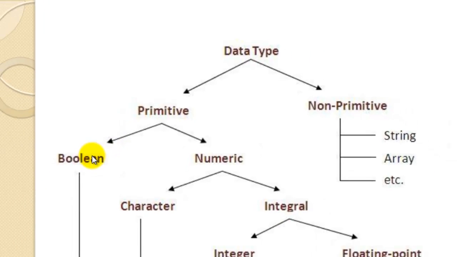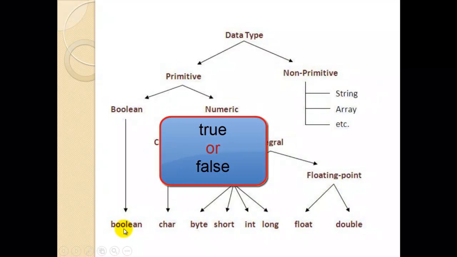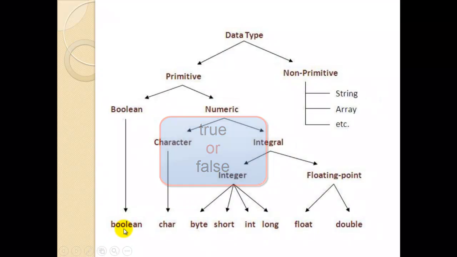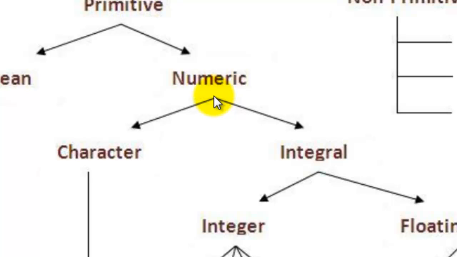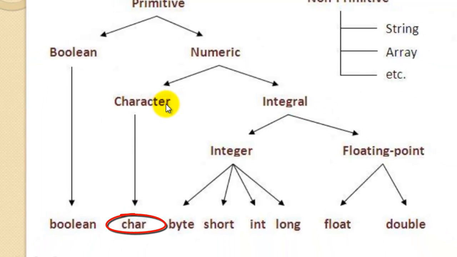One is Boolean, and for Boolean we use the boolean keyword to declare any Boolean variable. In a Boolean variable we can assign only two types of value: one is true and the next one is false. We can also classify the numeric data type in two categories: characters and integral. Character data types are those in which we can store any single character in a variable.